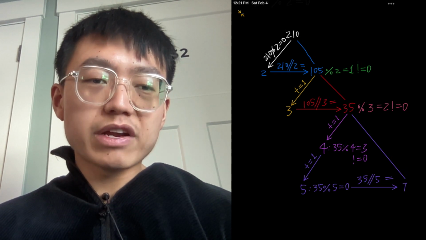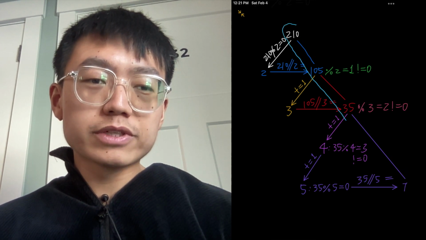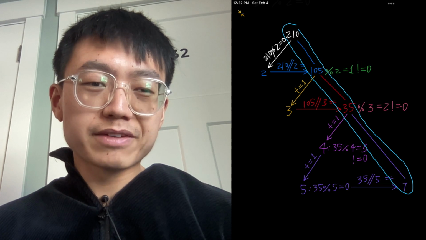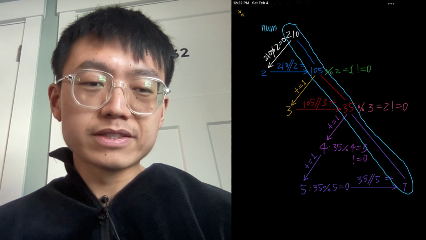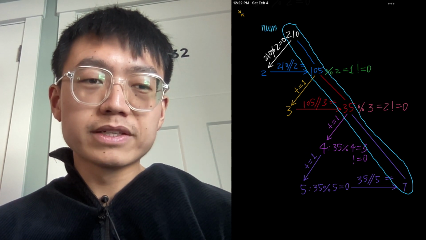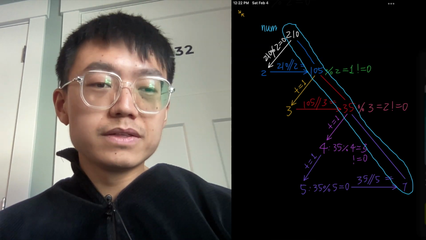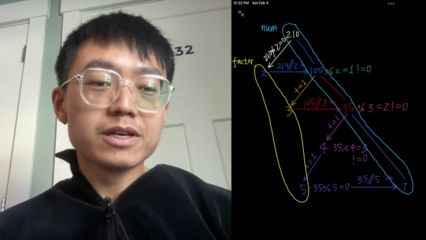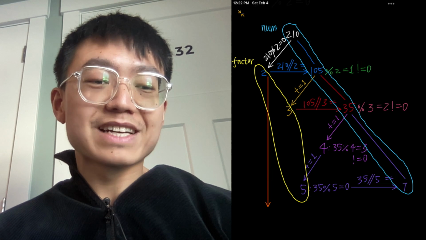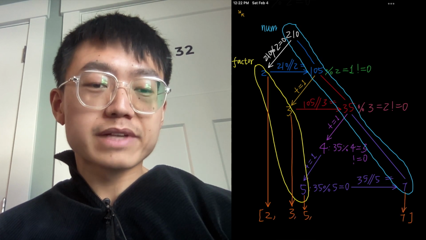So the nums variable changes from 210 to 105 to 35 and finally to 7. We write 7 into our prime factors. The 2, 3, 5 are factors. We write them down in the prime factor list, together with the number 7.